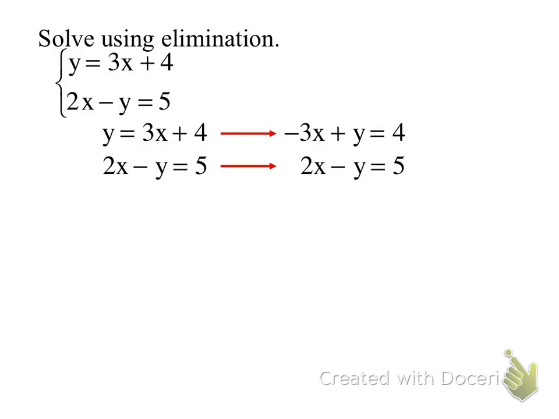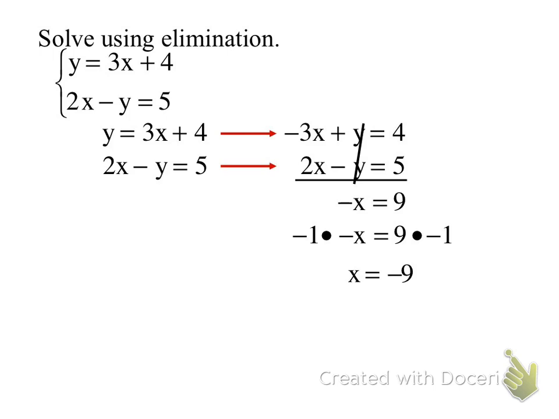Now I'm ready to do the elimination method. What do I do next? Lucas: cross out the y's. Okay, the y's make 0. They're additive inverses. And what do I end up with? What's the next line going to read? Negative x equals 9. Negative x equals 9. Am I done? What do I have to do? Multiply both sides by negative 1, divide both sides, and x equals negative 9.